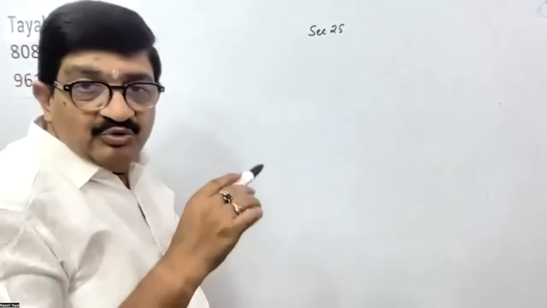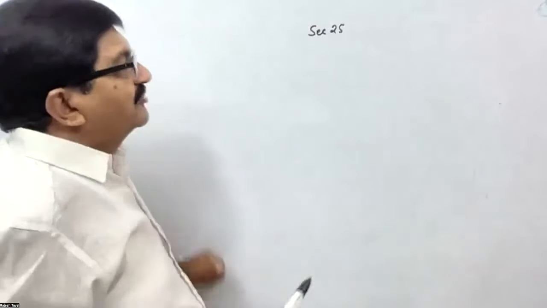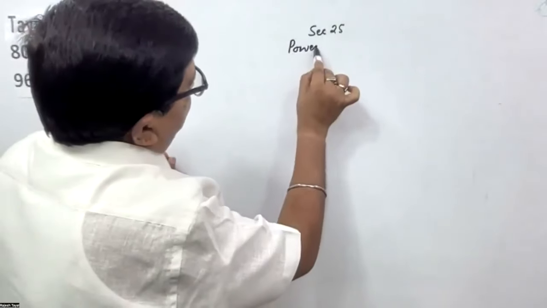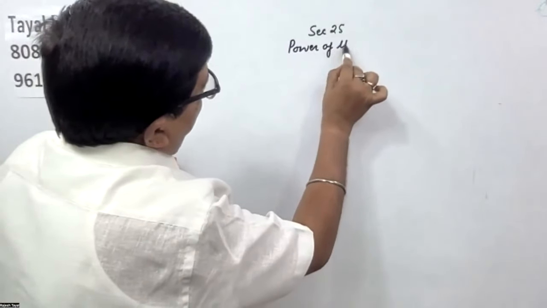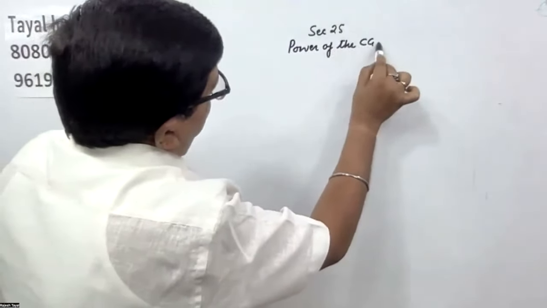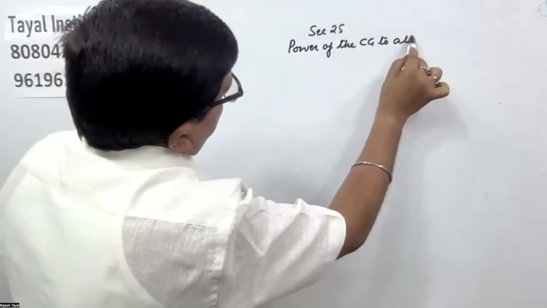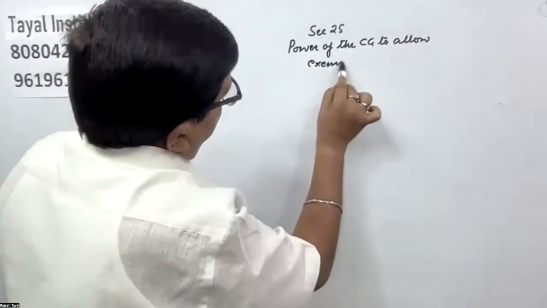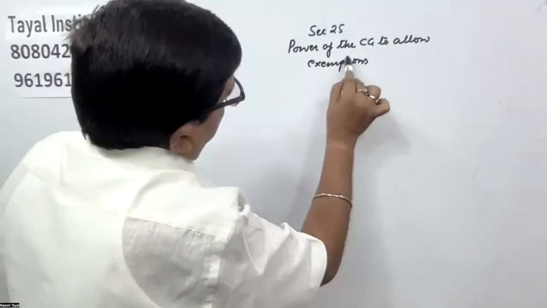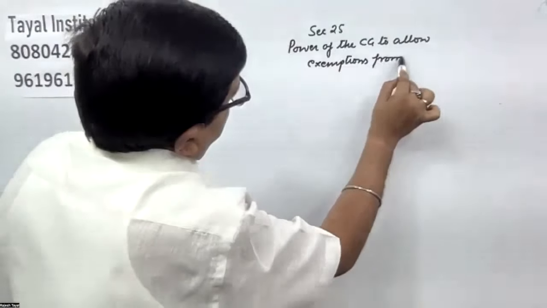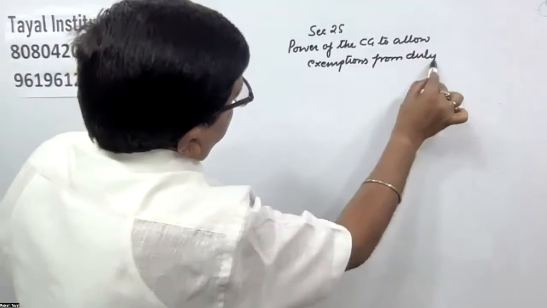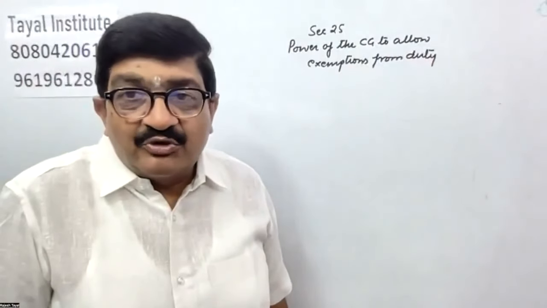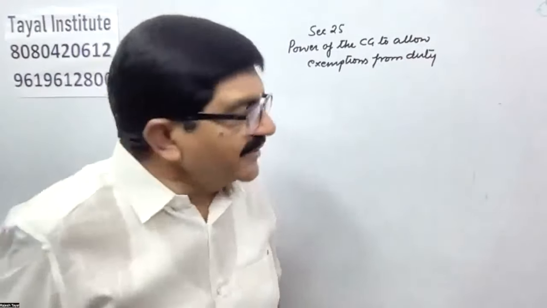25. I'm not doing section 25, it is only reference. So section 25, this is power of the central government to allow exemptions from duty. So section 25 is giving power to the central government to allow exemptions from duty.